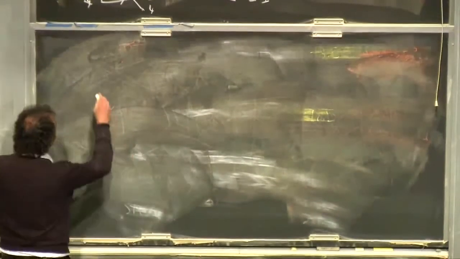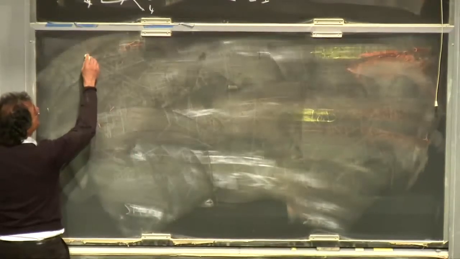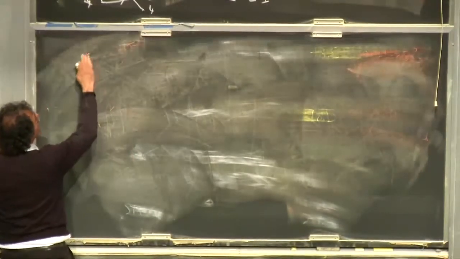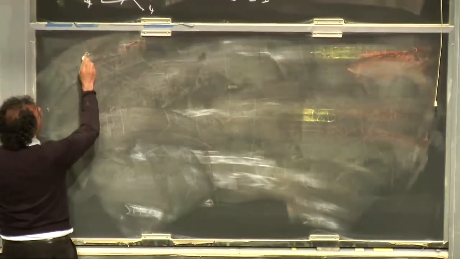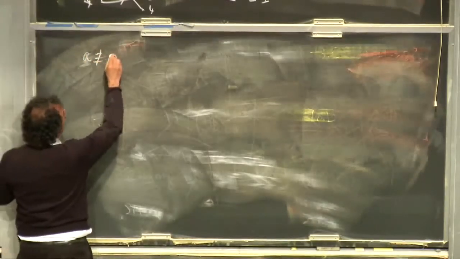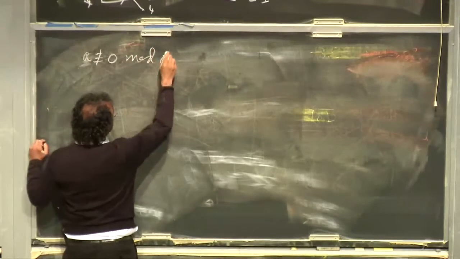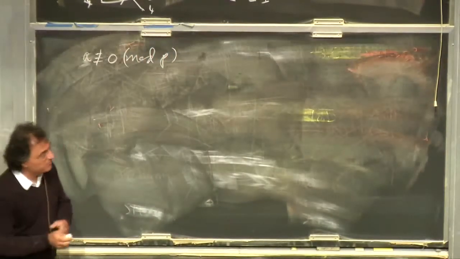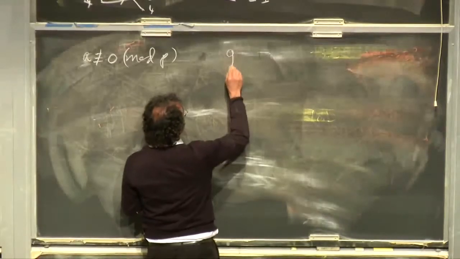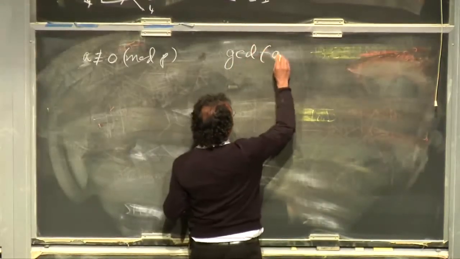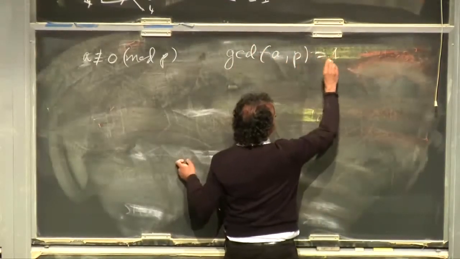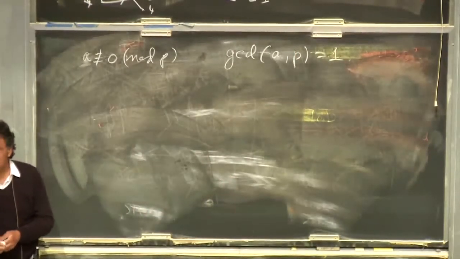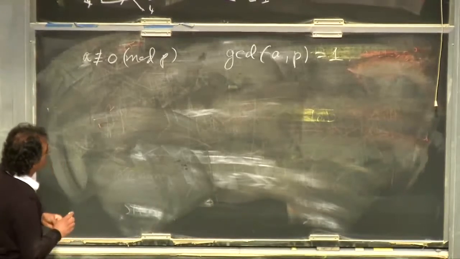So we are trying to prove: if A is not congruent to 0 mod P. Meaning what? Meaning, well, if A is not congruent to 0, then the GCD of A and P must be equal to 1, right? P is a prime.